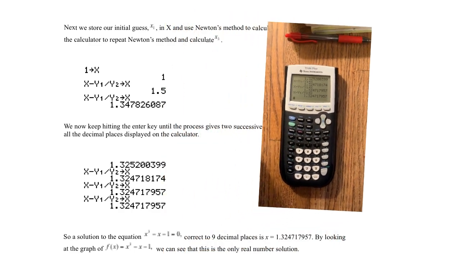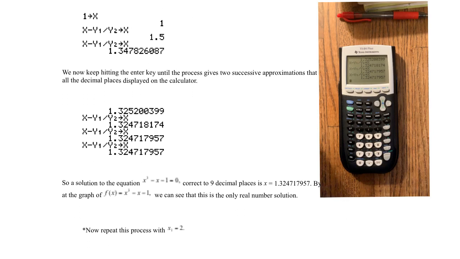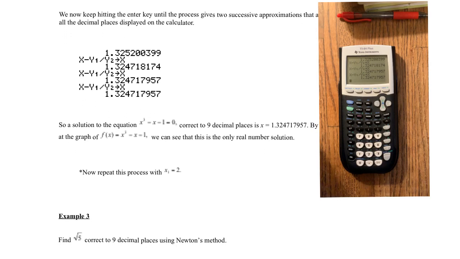Okay, so that'll make it a little easier to see what this is talking about here. And then you can repeat the process with your initial guess of 2. And with an initial guess of 2, you should get the same thing. Newton's method is fairly fast, especially on a calculator, so it usually converges to the answer pretty quickly.